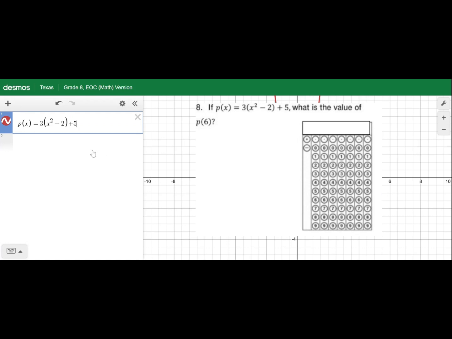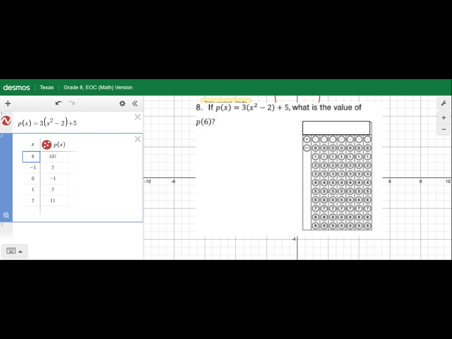So now what we need to know is the value of p of 6. So we're just going to type here p of 6. So the answer is 127. Now there's another way to do this. If you forgot to do that, the other way is you go to the gear, go to the table, and type 6. So the answer is still 127.